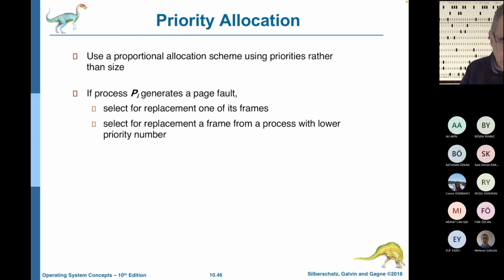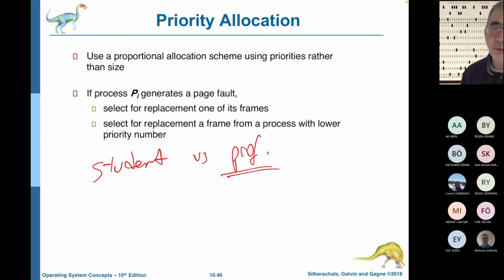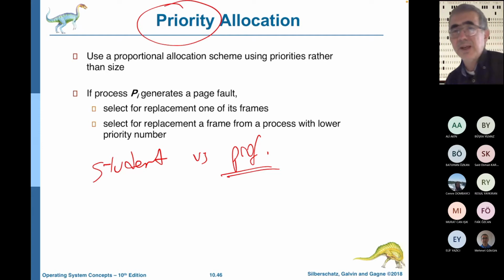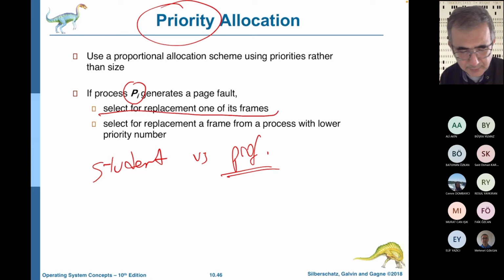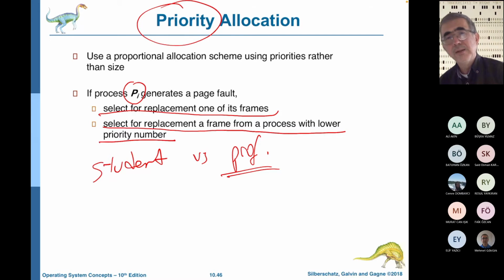Generally, if you are the student versus the professor, the professor process will have more memory. So that's my idea. But generally, there can be priority, and that priority can be dynamically changed. So here you go, we have an algorithm. If Pi generates a page fault, select for replacement one of its frames, or select for replacement a frame from a process with a lower priority number. So the victim will be an element of the low priority one.